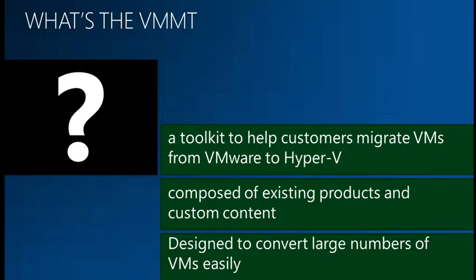And so really, migrating to Hyper-V is pretty easy when you use this, so just relax. It's not too bad. So let's talk about exactly what the VMMT is. When we say that it's a toolkit, it's not a product. It's actually a bunch of products that we bolted together to form a solution, right? The toolkit is designed to help customers get VMs off of VMware and move them to a Hyper-V platform. And it's composed of products that are in market today.